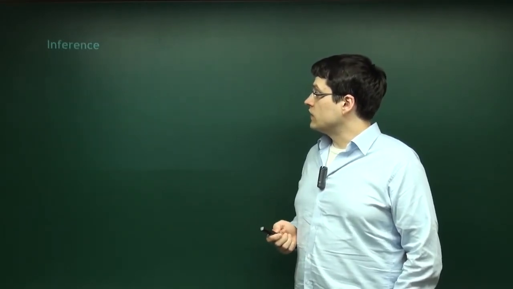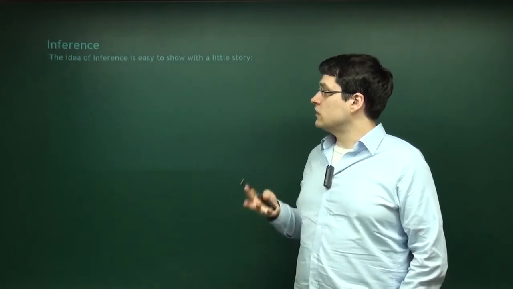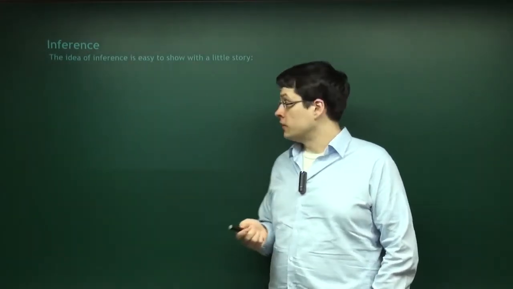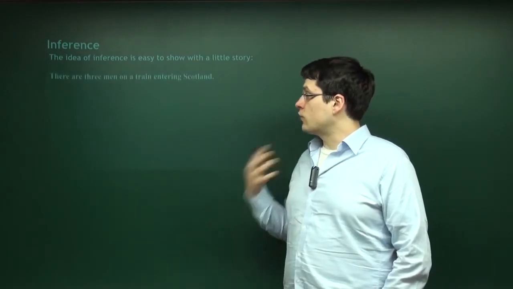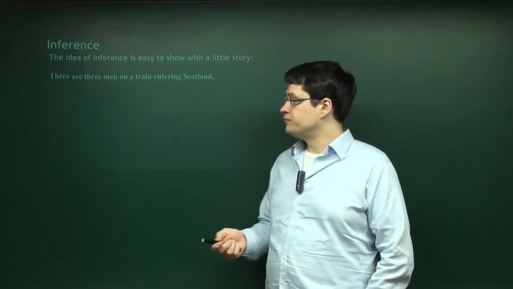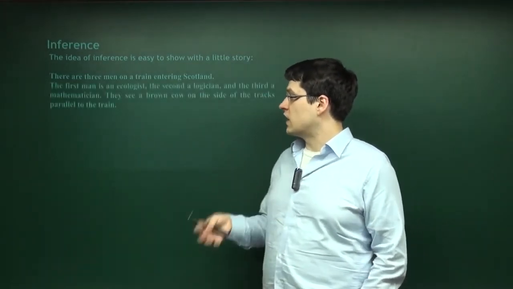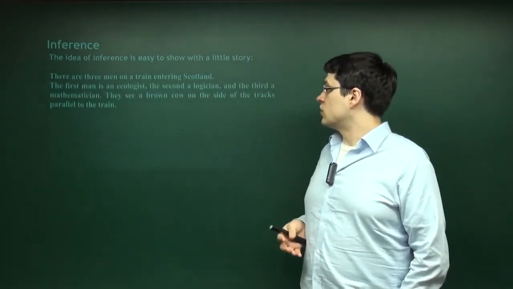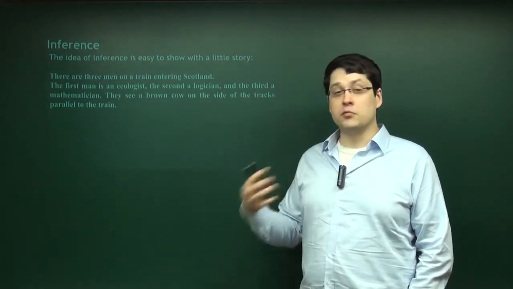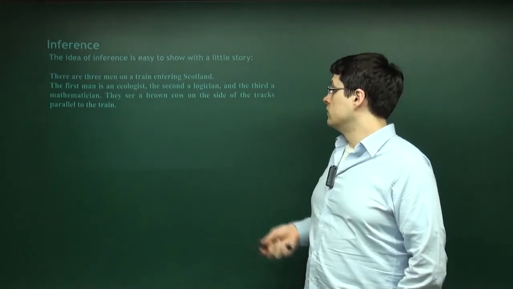So, inference, what is it? It's easier to show inference than to describe inference. So, there's a little story here. Imagine there are three men on a train, and they're coming into Scotland. The first man is an ecologist, the second's a logician, and the third man is a mathematician. They look out the window, and they see a brown cow out the window of the train.